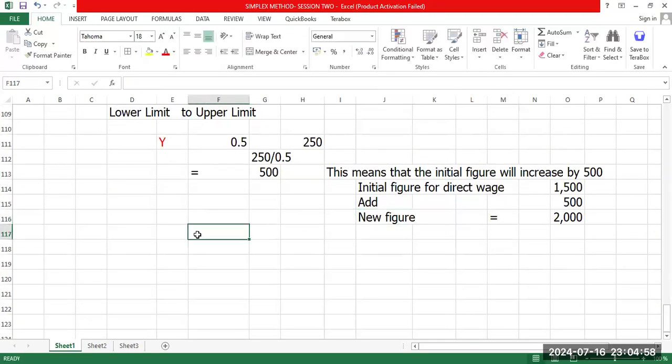Implying that the range is from... Now compare the initial figure with the new figure. What is the lowest? What is the highest? The initial figure will be your lower limit, from this to the new figure, which is 2,000. And that is your range. Is it hard?